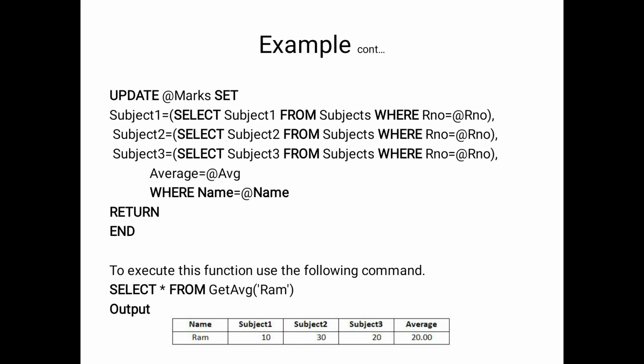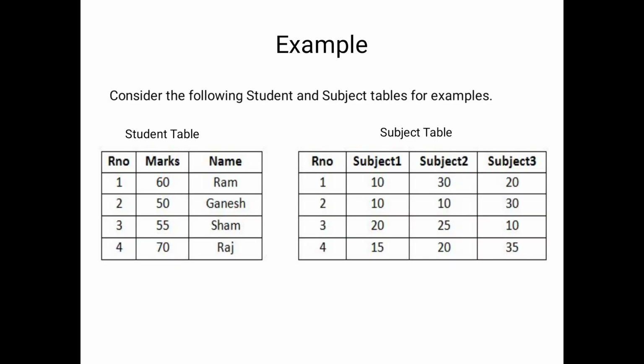Where the @name is available, please pass the below: select star from get average of ram. Here I will pass the parameter as ram. So what is the information of ram? What are the subject 1, subject 2, subject 3 marks of ram? Please observe here. Ram means roll number 1. Please observe roll number 1 in the subject table: subject 1 marks 10, subject 2 marks 30, subject 3 marks 20. So what is the average? 10 plus 30 plus 20 divided by 3.